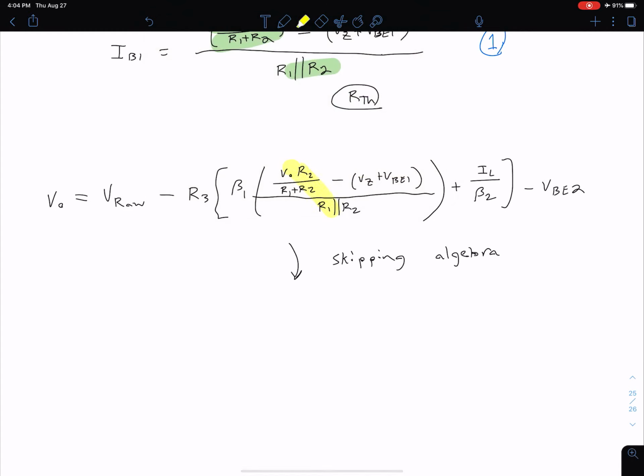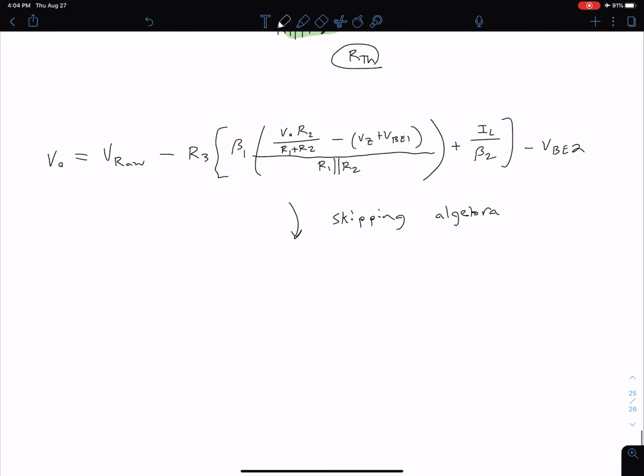So we're going to split these into two separate fractions, one fraction there, one fraction here, and then we can use what we know about R1 in parallel with R2. Our simplified equation for two resistors in parallel is just the product over the sum, and we can simplify that bit. We can pull out this term from our brackets by multiplying by R3, and we can pull out this beta 1 from the parentheses then. So doing all of those things and just rearranging terms, we get to an equation that looks like this.